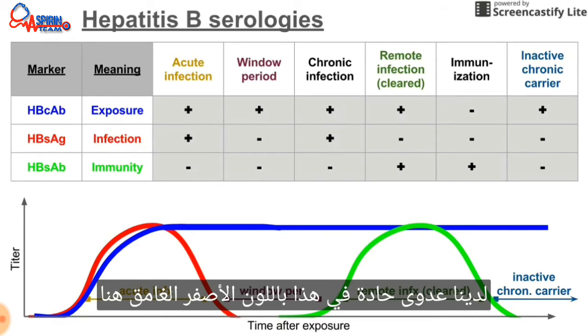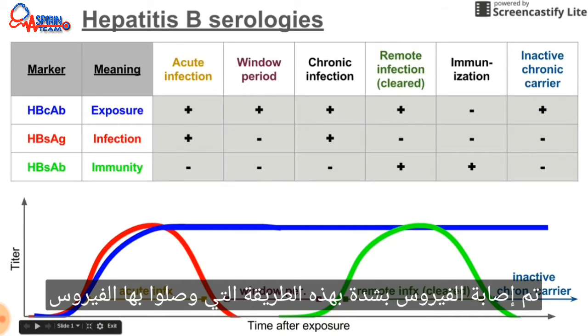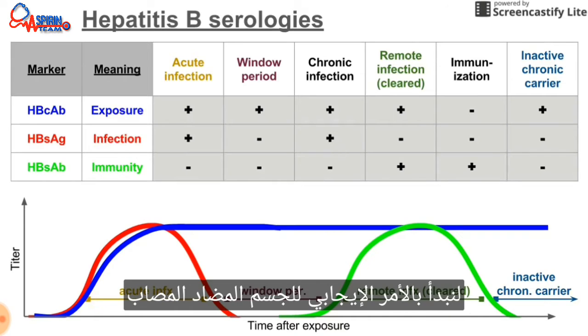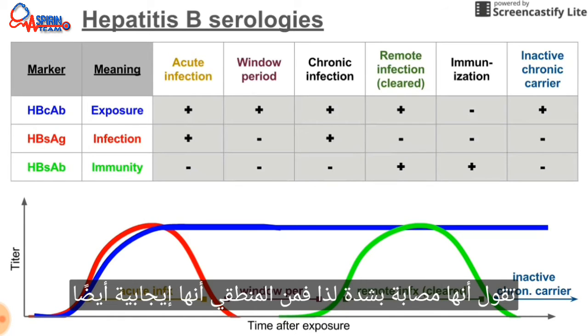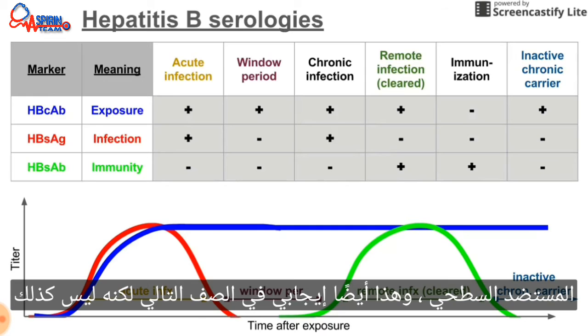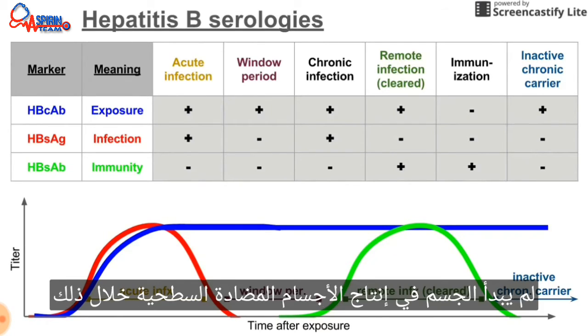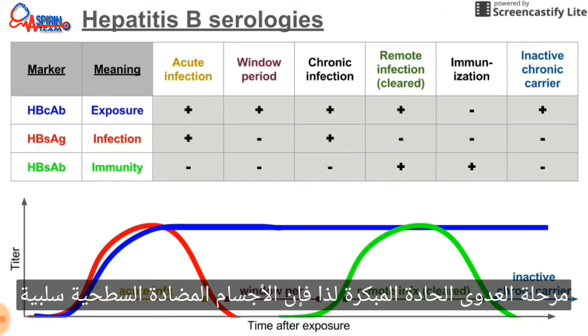We have acute infection in this dark yellow here. A person who has been acutely infected has been exposed to the virus. That's how they got the virus to begin with. So it's going to be positive for the core antibody. They are infected. It says acutely infected, so it makes sense that they're also positive for the surface antigen. So that's also a positive in the next row. But they're not immune yet. The body has not started producing surface antibody during this early acute infection phase. So the surface antibody is negative.